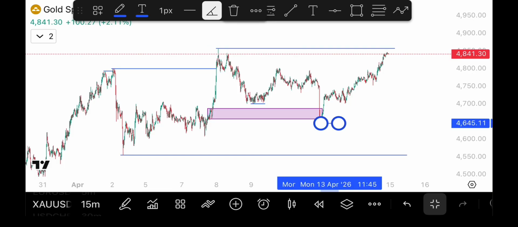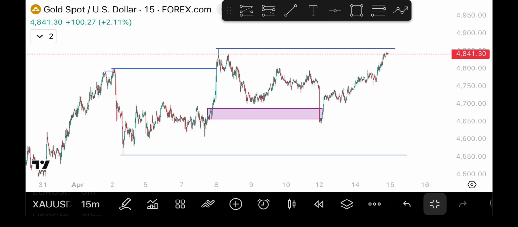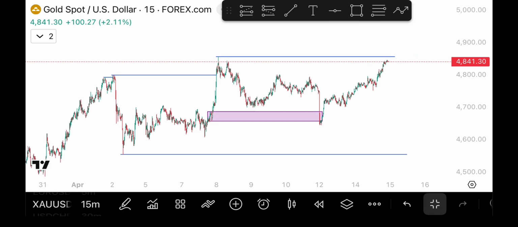So now this is for gold. And for me, if price does not give me an Asian accumulation without breaking the high and London sweeping the low, we are doing nothing.